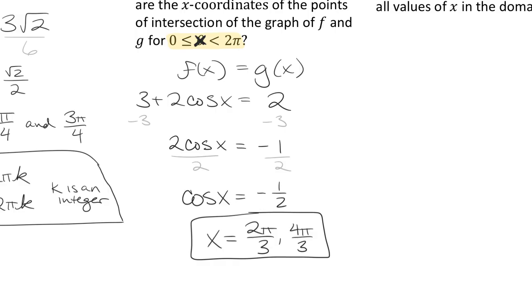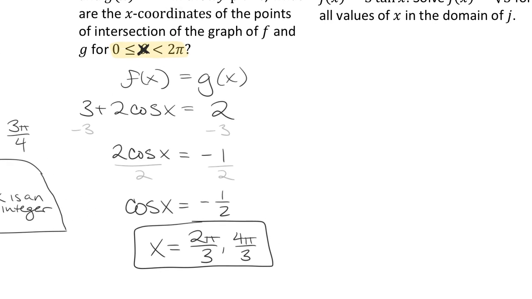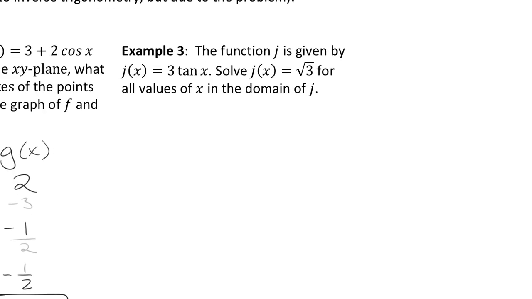Questions, comments, concerns? Where am I losing you? Let's try the third one here. It says the function j is given by j of x equal to 3 tangent of x. Solve j of x equal to square root 3 for all values of x in the domain of j.